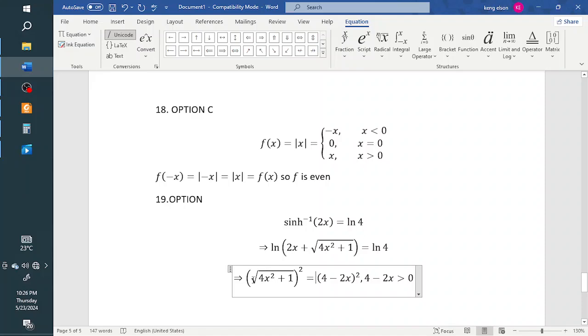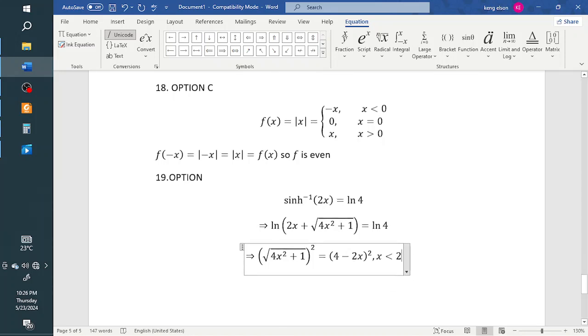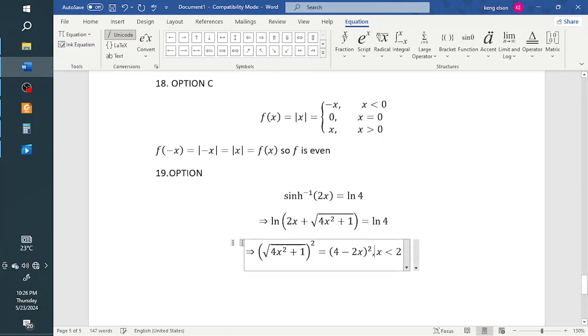Why? Because we have a square root here which is always positive. We cannot be equating it to a negative. So if 4 minus 2x is positive, it means 4 is bigger than 2x. If I divide all through by 2, I get 2 is bigger than x, which means x is less than 2. This is just a condition for squaring both sides, which means if I solve and get any value that is not less than 2, then that answer is wrong.